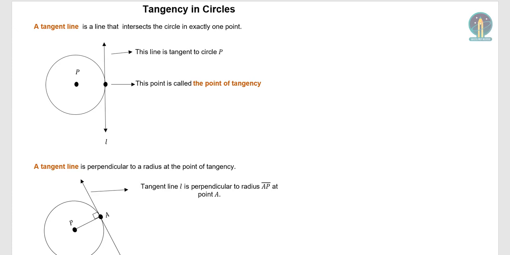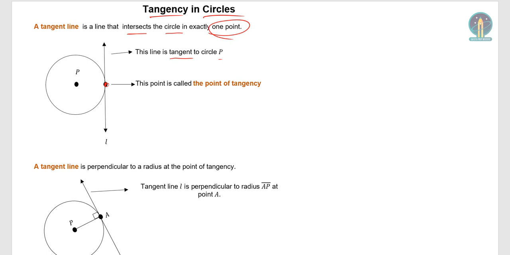Okay, in this concept we're going to talk about tangency in circles. A tangent line is a line that intersects the circle in exactly one point. So it looks something like this, right? If you have a circle, and a line that intersects the circle at a single point, this line is called a tangent to circle P. And the point of intersection is called the point of tangency.